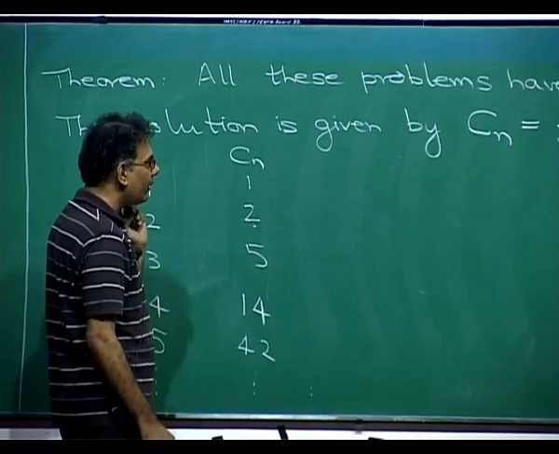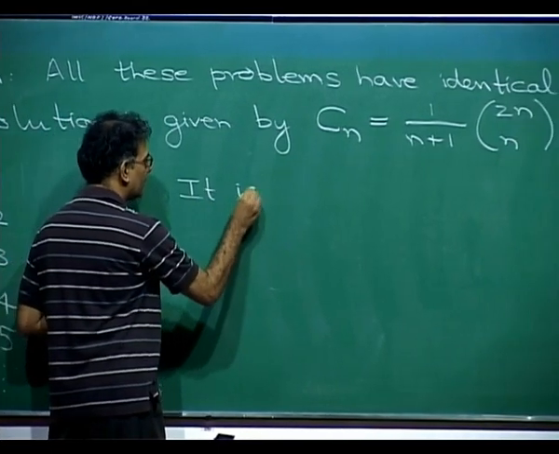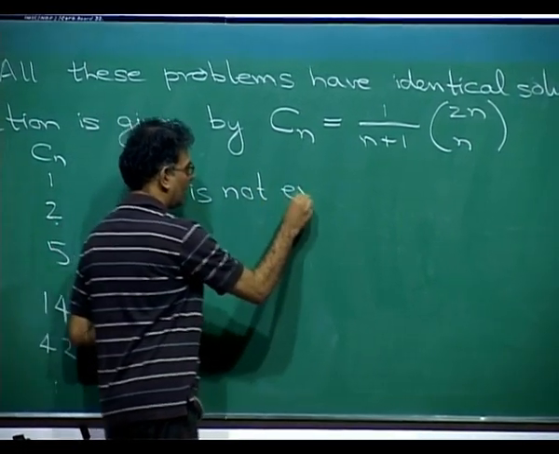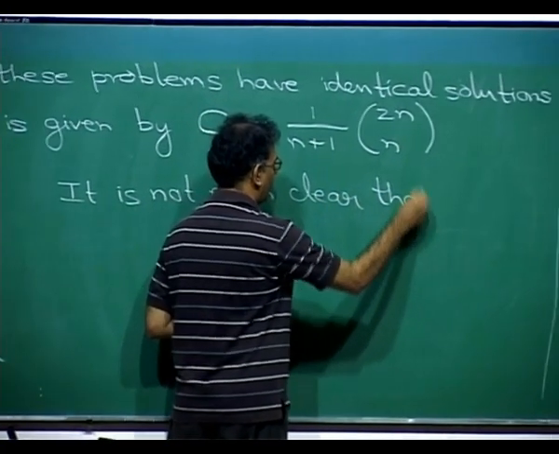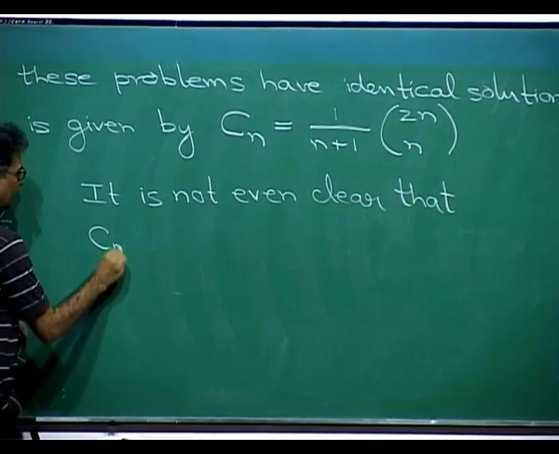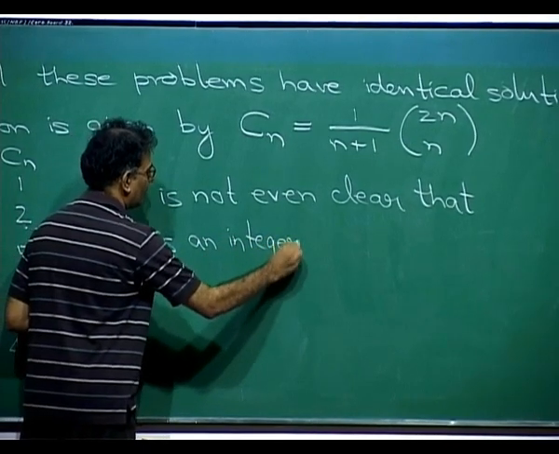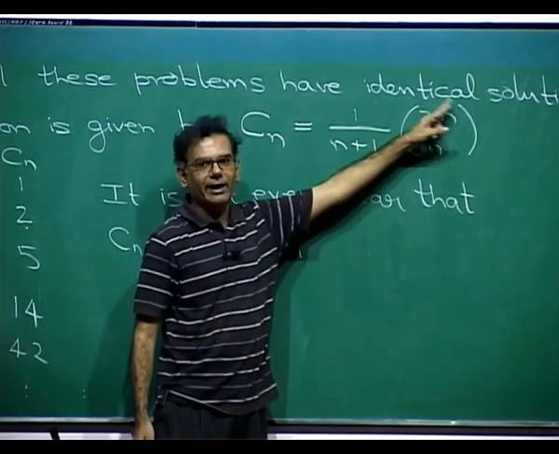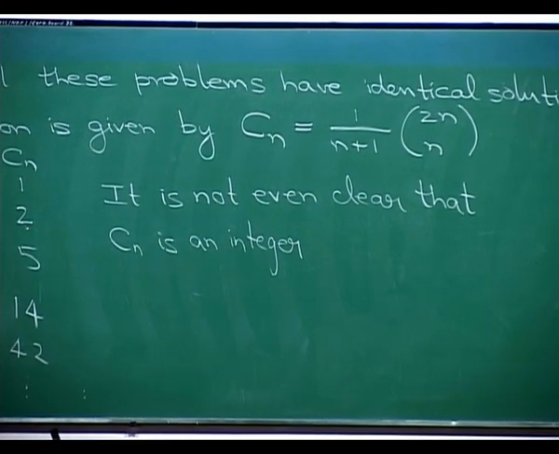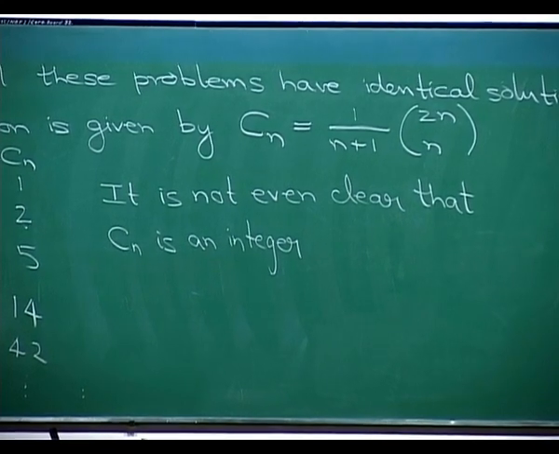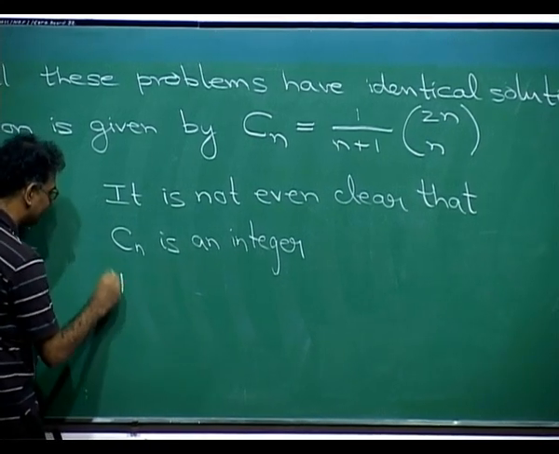Okay, but before I get to doing that, first notice that it is not even clear that Cn is an integer. It's not obvious that n plus 1 divides 2n choose n, right? 2n choose n is the middle binomial coefficient in that nth row, right? It's not even clear that n plus 1 always divides that, but it does. And that's not too hard to show. In fact, this is easy.